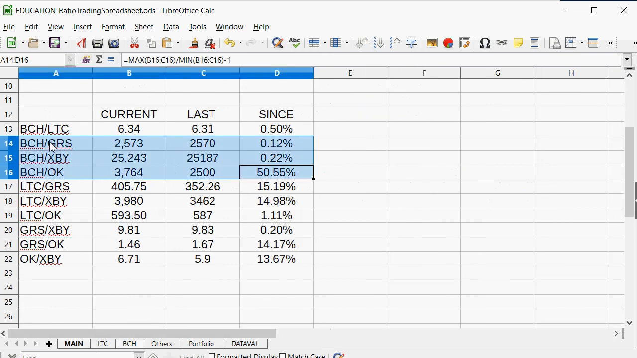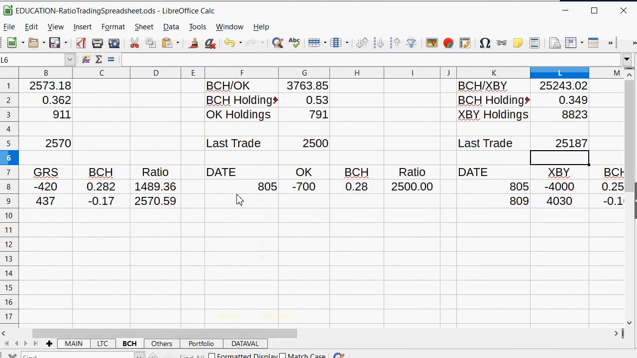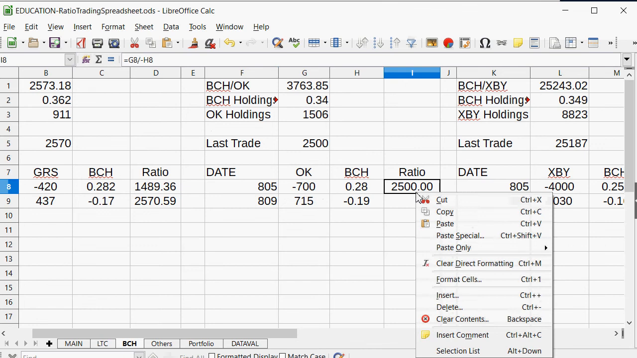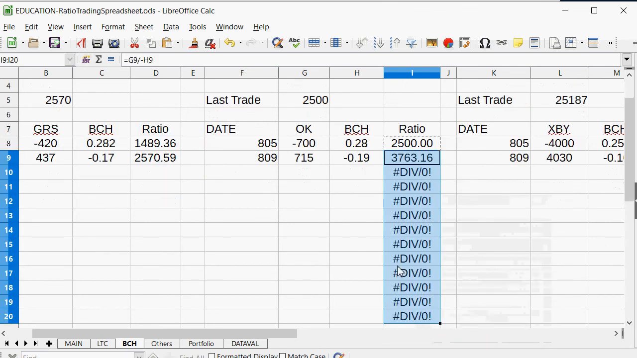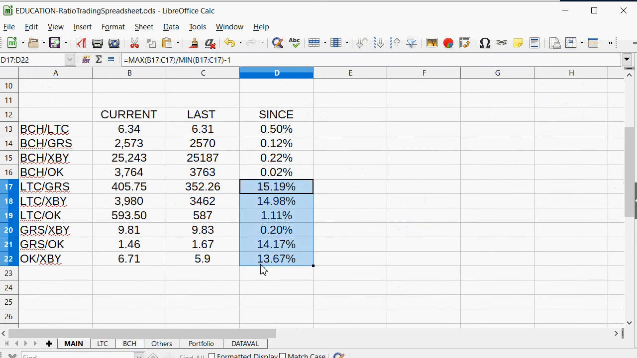And then the final one would be the 50% move on Bitcoin Cash and OK Cash. And we'll probably go around the same thing, maybe 0.19. We'll go equals this multiply negative this, so 715. And 37.63 is last trade. So now we could do some of these trades in here.